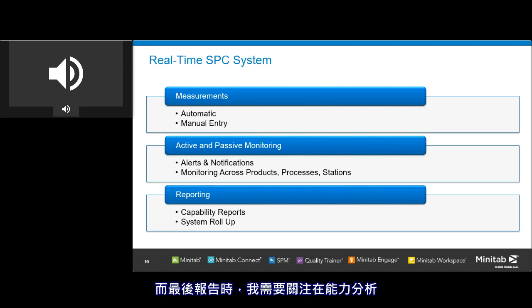And finally, the reporting. I need to be able to look at capability. While control charts are great and tell me about stability, I also care sometimes more about how well I'm meeting specification. So I need those capability reports in conjunction with this, and I also need to be able to roll up that system as appropriate. Being able to get that big picture view of where my problem areas are, which parts of the manufacturing process are good, and which parts are at risk or need some more attention from the engineers.